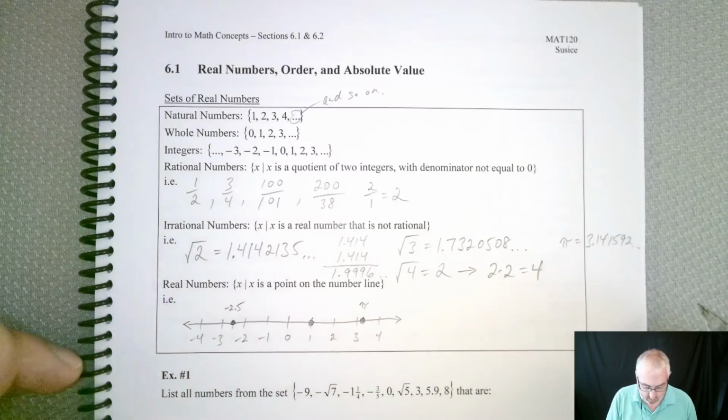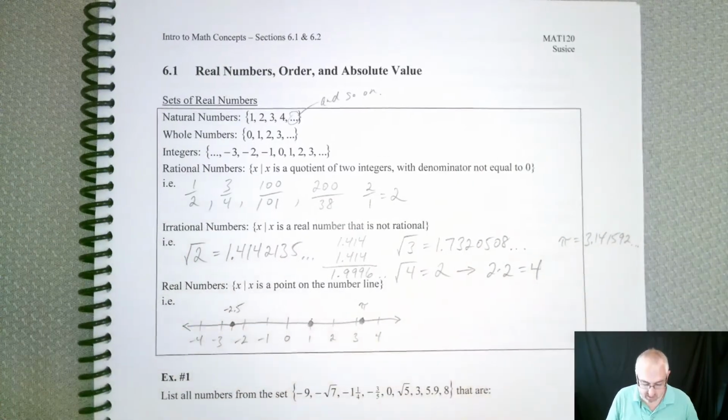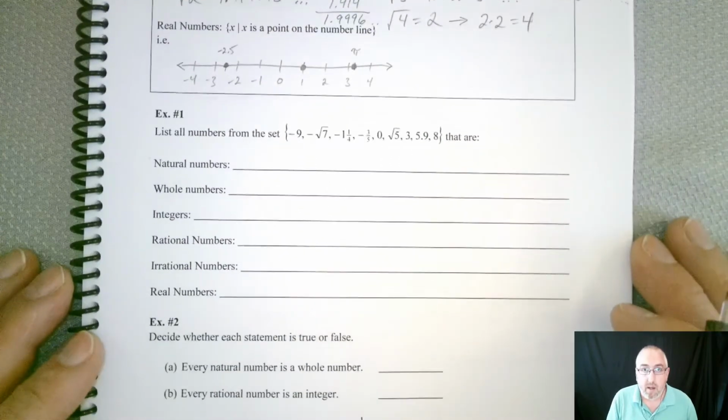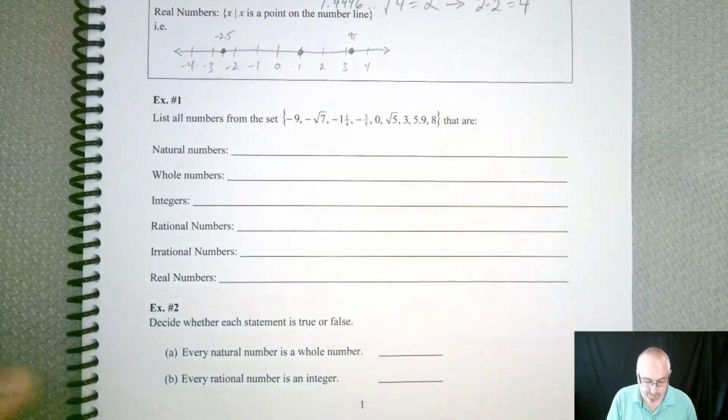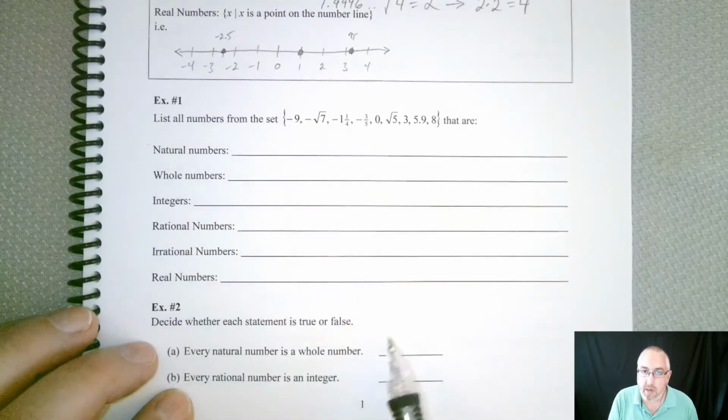Okay, so now that we have a little bit of a basis on what types of numbers we have out there, let's look at an example that kind of culminates all of this. They're giving you a group of numbers to start with, and they want you to just identify them in the right spots.